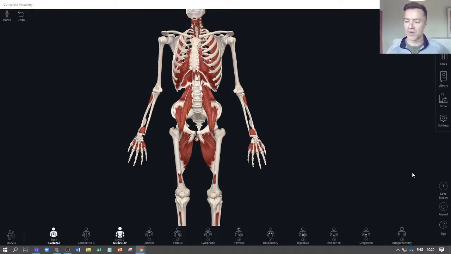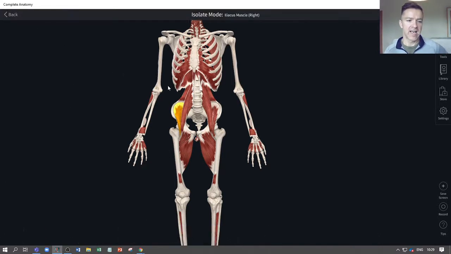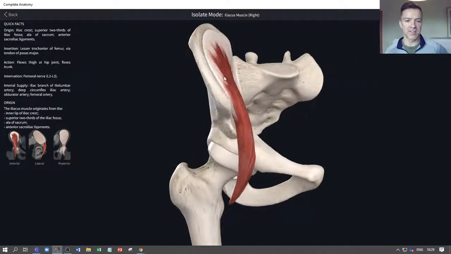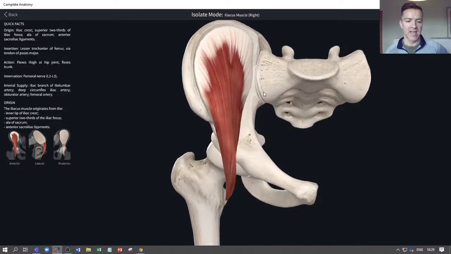The next muscle we want to look at is very, very similar. It is just beside it here. It is called the iliacus muscle. So the iliacus muscle originates this time on your hip. So it originates on the medial surface of the hip. So that's the surface of the hip that is towards the midline of the body.